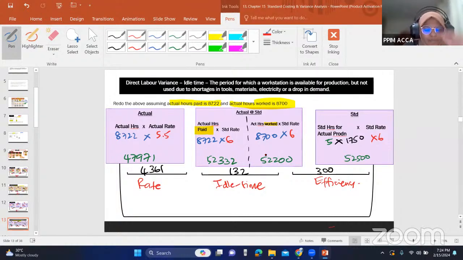Idle time, you can close your eyes and put it as an adverse variance. Why is that the case? Because idle time is always a bad thing for us. If we are paying our workers and they are not doing work, that's always a bad thing. So that will be an adverse variance.